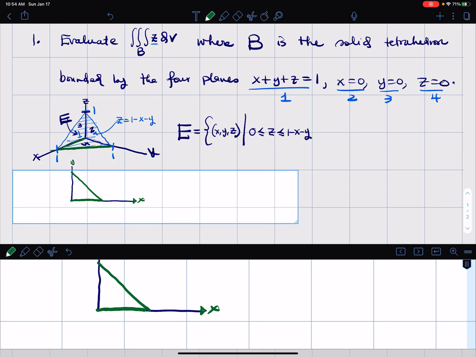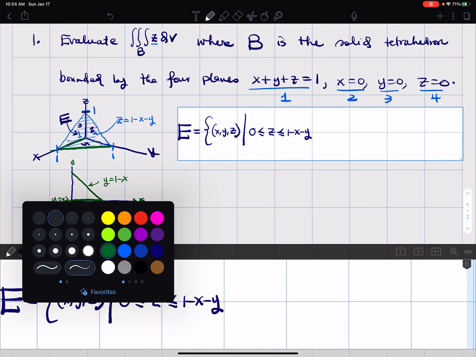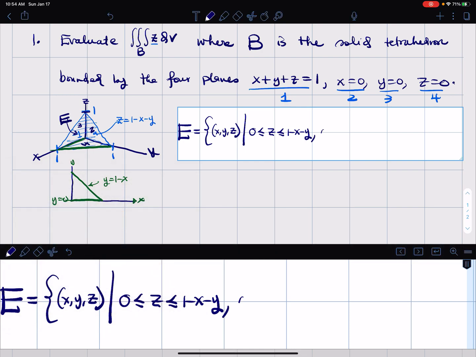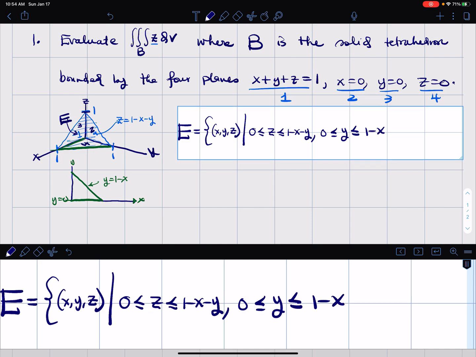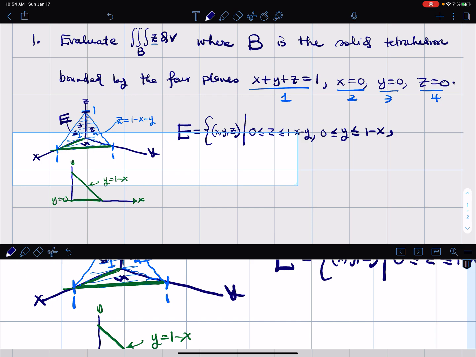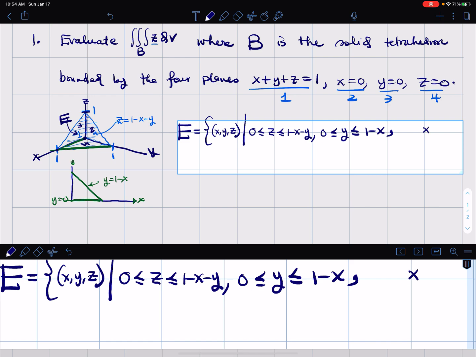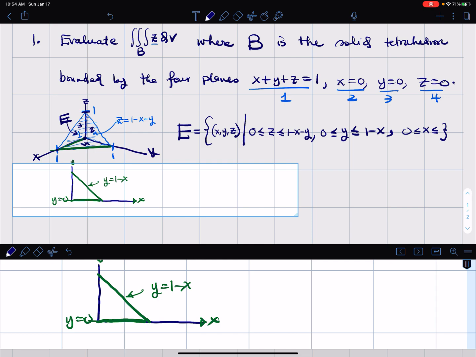So Y goes from Y equals 0 to this line, which you can think of as Y equals 1 minus X. So you have 0 is less than Y, is less than 1 minus X. And then you're left with X. X just goes from 0 to 1. Now, with that, we're able to set up our integral.